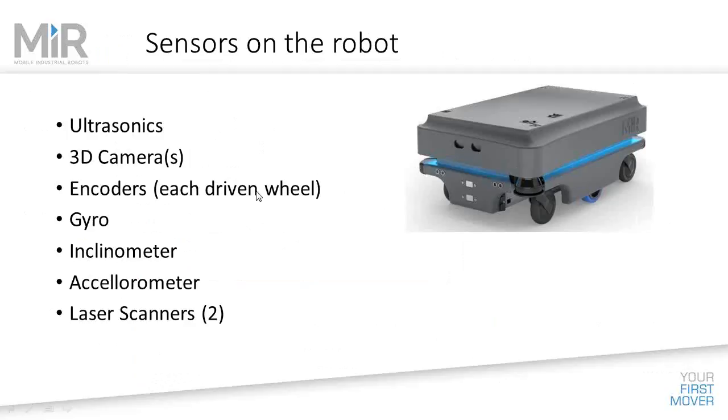Encoders on each driven wheel. Gyro and inclinometer, accelerometer, all in that little yellow device I pointed out earlier, and those 2 laser scanners. So as this device is moving around, it's tracking its encoder pulses. It thinks it knows where it has gone to, and then it verifies that by feedback from the laser scanners relative to the map that it had already created when you walked it around the plant for the first time.